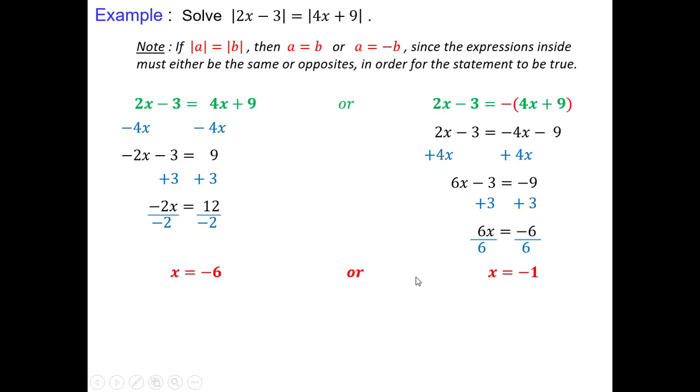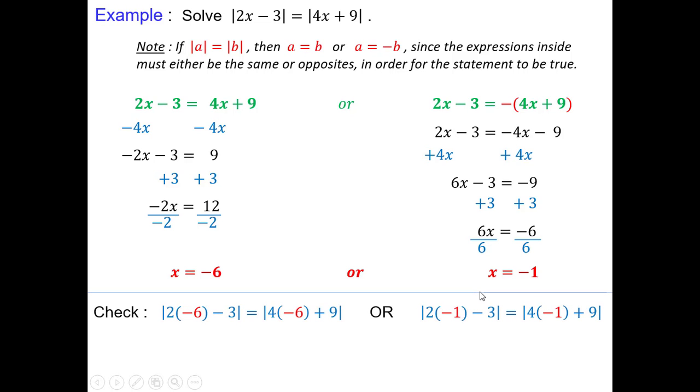Just note for most absolute value equations, the answers are not going to be opposites of each other. So now I see that the answers are negative 6 or negative 1, so let's plug them in and see why. If I plug in negative 6 to both sides, I get negative 12 minus 3, and I get negative 24 plus 9. Over on the right side, if I plug in negative 1, I get negative 1 minus 3 in the bars, and I also get negative 4 plus 9 inside the bars.